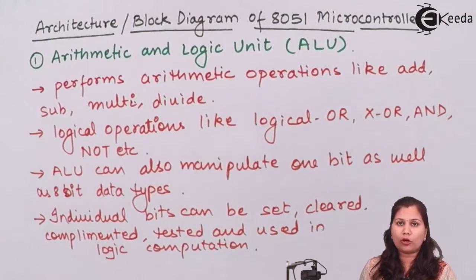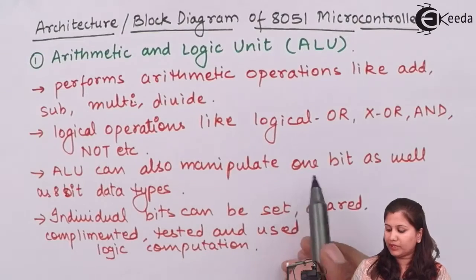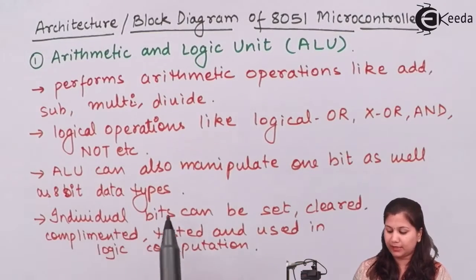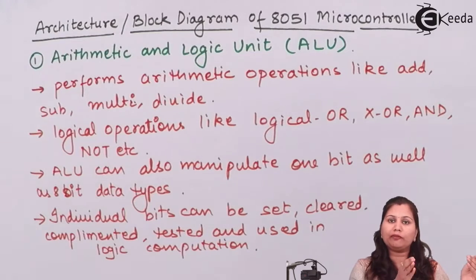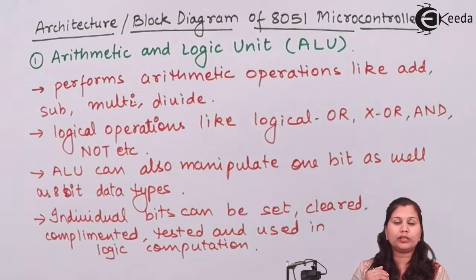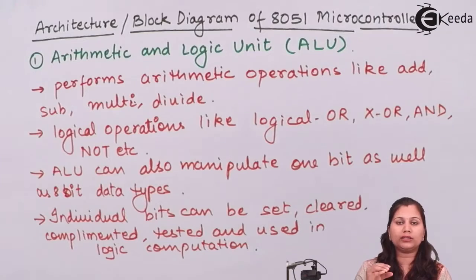So this arithmetic and logical unit can manipulate 1-bit as well as 8-bit data types. Because this unit performs all the arithmetic and logical operations, it is also capable of manipulating a single bit, meaning out of the 8 bits of the data, it can change either 1 bit or the full 8-bit data types. So the range of data types will be from 1 bit to 8 bits.